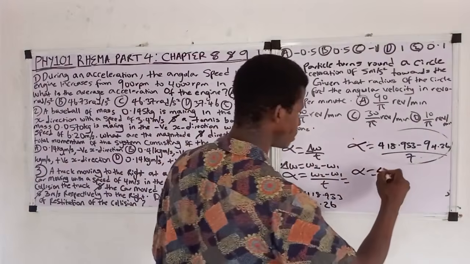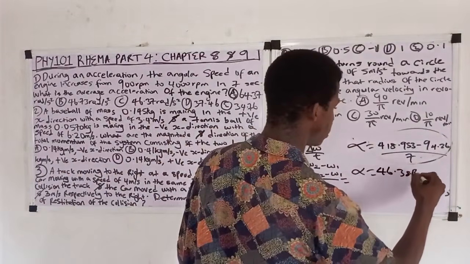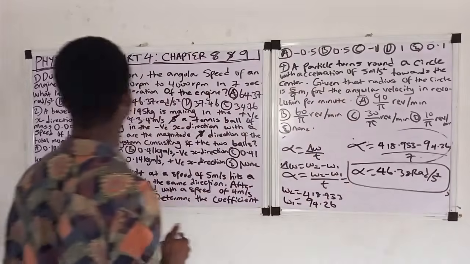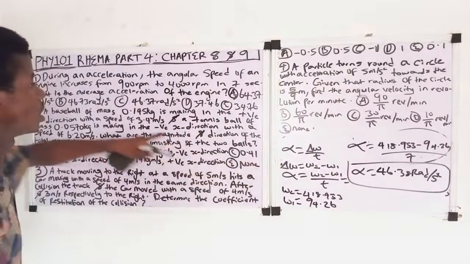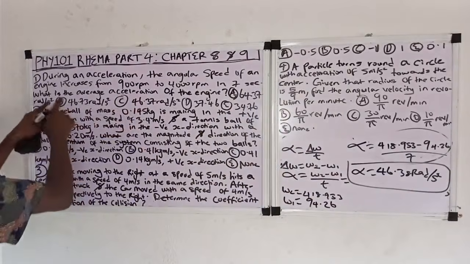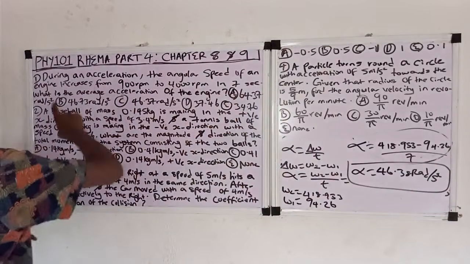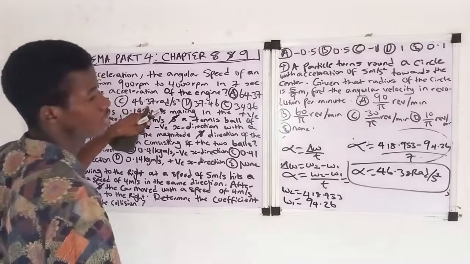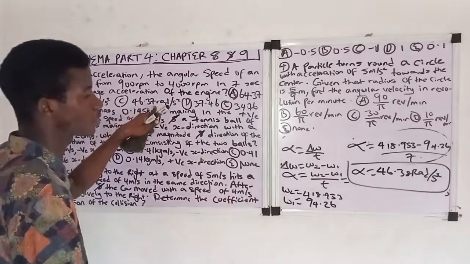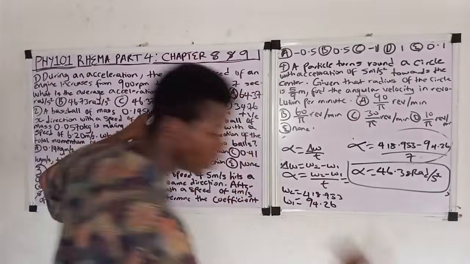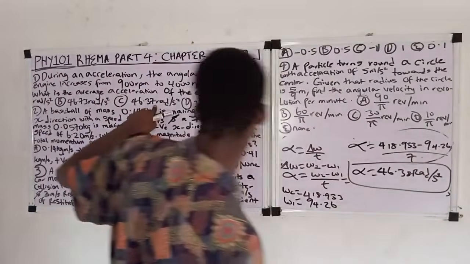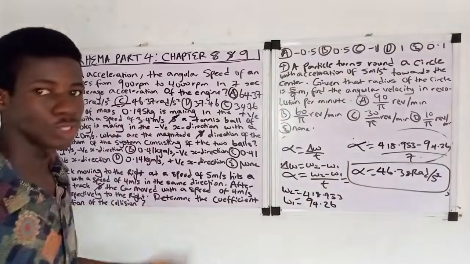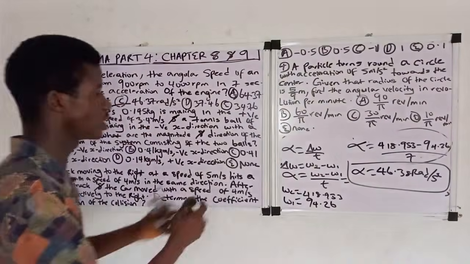So the answer is what? 46.38 rad per second square. Okay, so this is the answer, 46.38. So A is gone, B is gone, C will be the right answer, 46.38 rad per second. So I think we are good to go, right? Yes, so C is the right answer, right? Yes. So that is how you do it, okay? Yes. Now let's move to the next question.